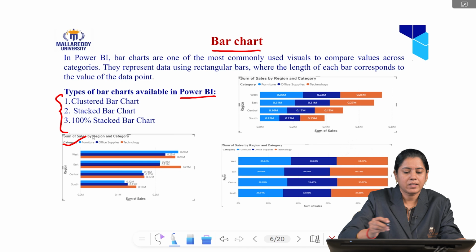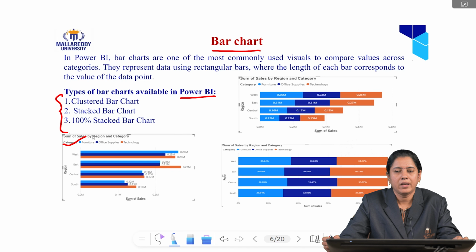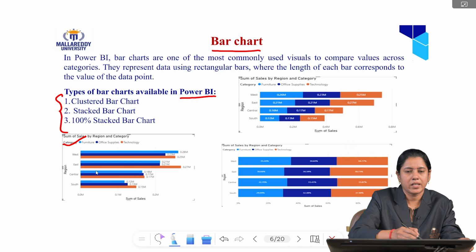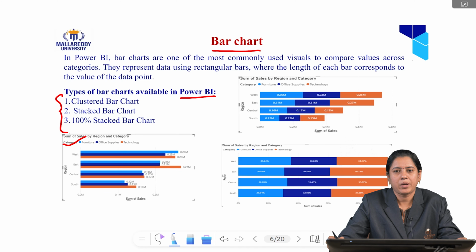The first one is the clustered bar chart, which is used to show two or more category-wise measures information. If you observe this clustered chart, we are showing the region-wise, category-wise sales information. On the x-axis you have the sales, on the y-axis you have the region, and in each region each bar tells us what type of category it is. Each category is assigned a different color.